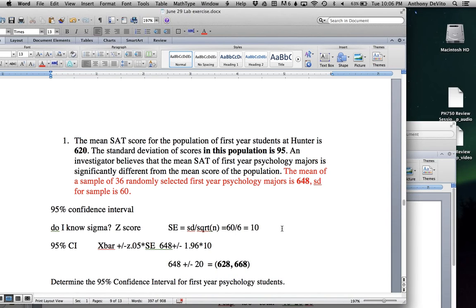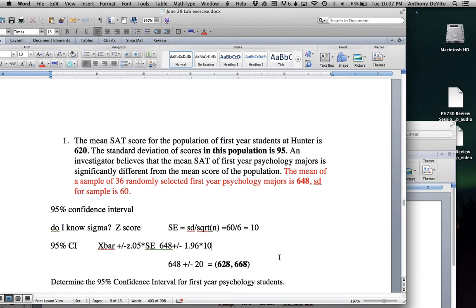Okay, so how different is that from the average first year Hunter student? Well, the average SAT score for the population of first year Hunter students is 620. Notice 620 is outside of this range. Less than 5% of the time, if we took a sample of size 36, would we expect to get that small a number?